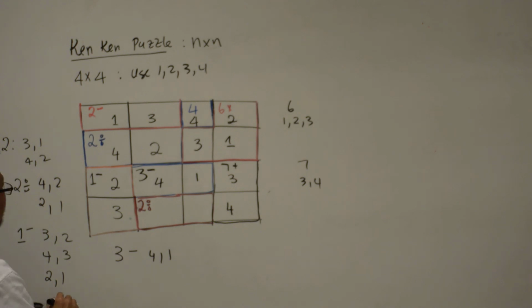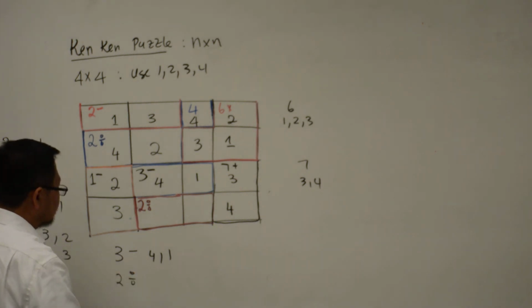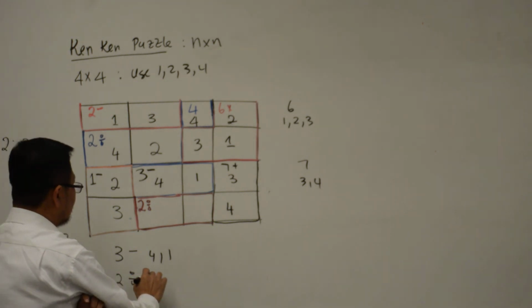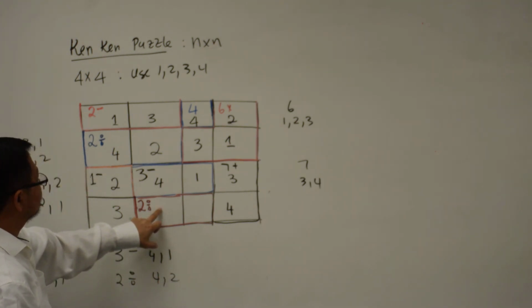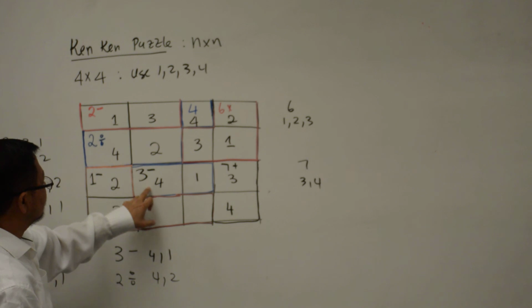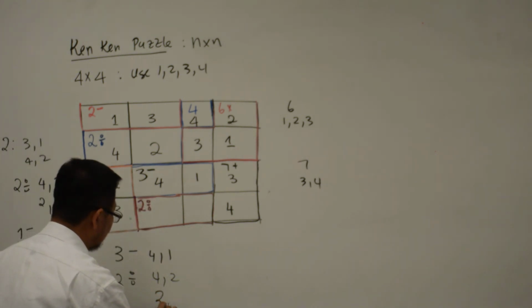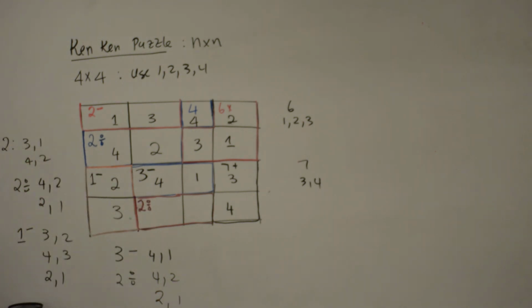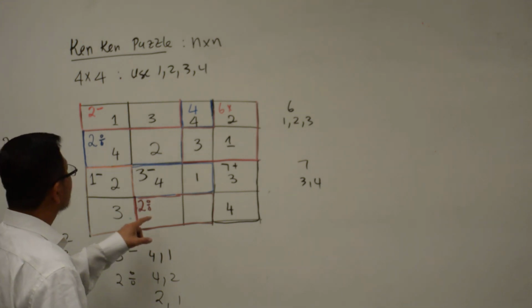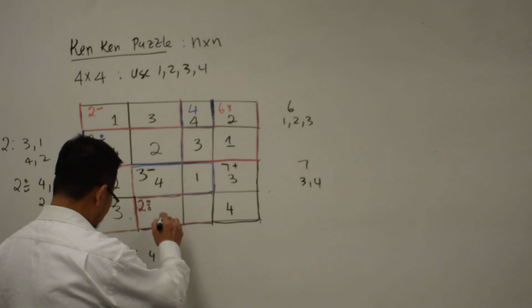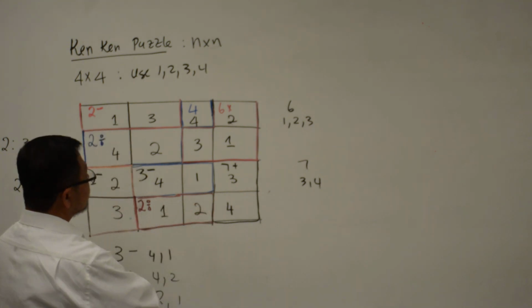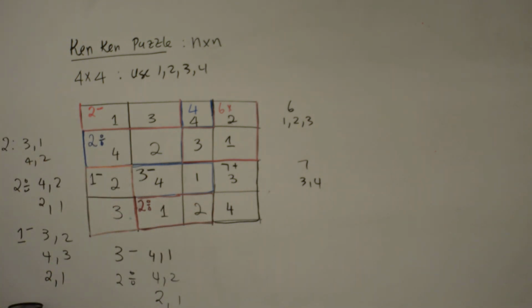Now 2 divide, 2 divisions. We can use 4 and 2, but you cannot use 4 here because you have a 4 over here. You can use 2 and 1. But I cannot use 2 here, 2 is already right here. I can use 1 right here and 2. So that solves the problem for 4 by 4 using 1 to 4.